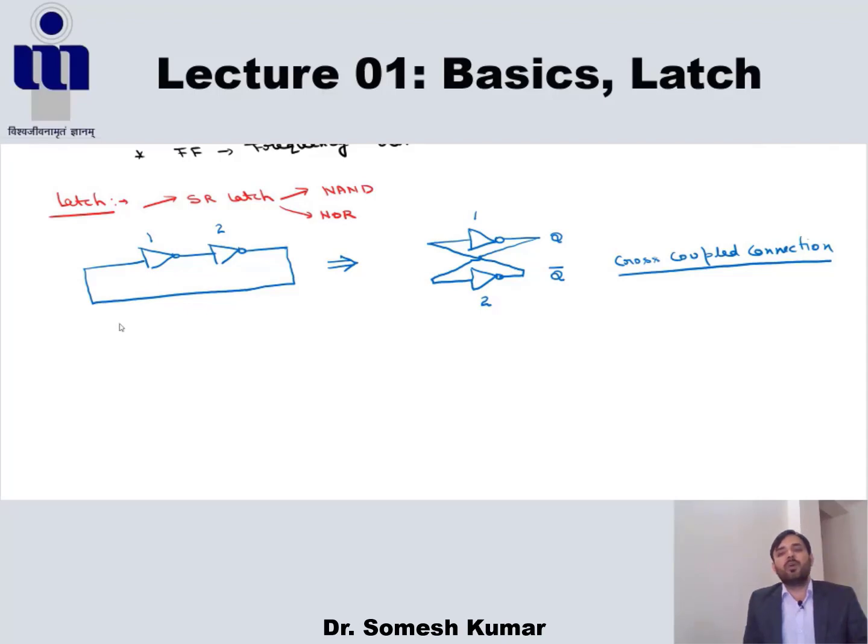Basically both these circuits, latch and flip-flop, depend on the cross-coupled connection. So if I replace both these NOT gates with NAND gates, then what happens? This is our first NAND gate and this is our second NAND gate. You know our NAND gate has two inputs. Basically here we are using two-input NAND gates.